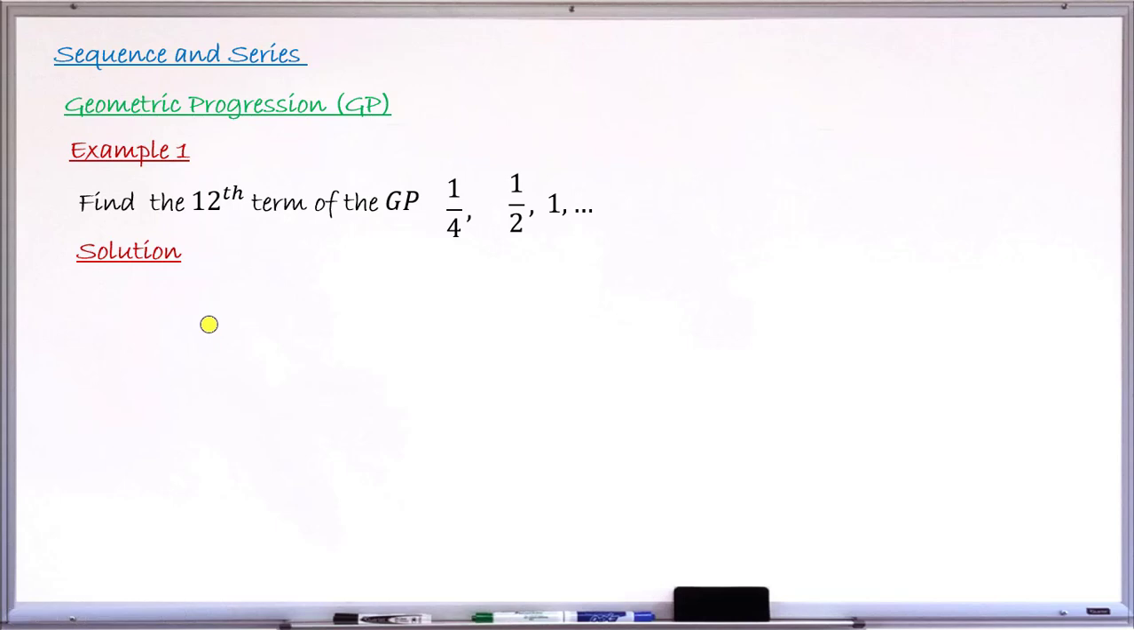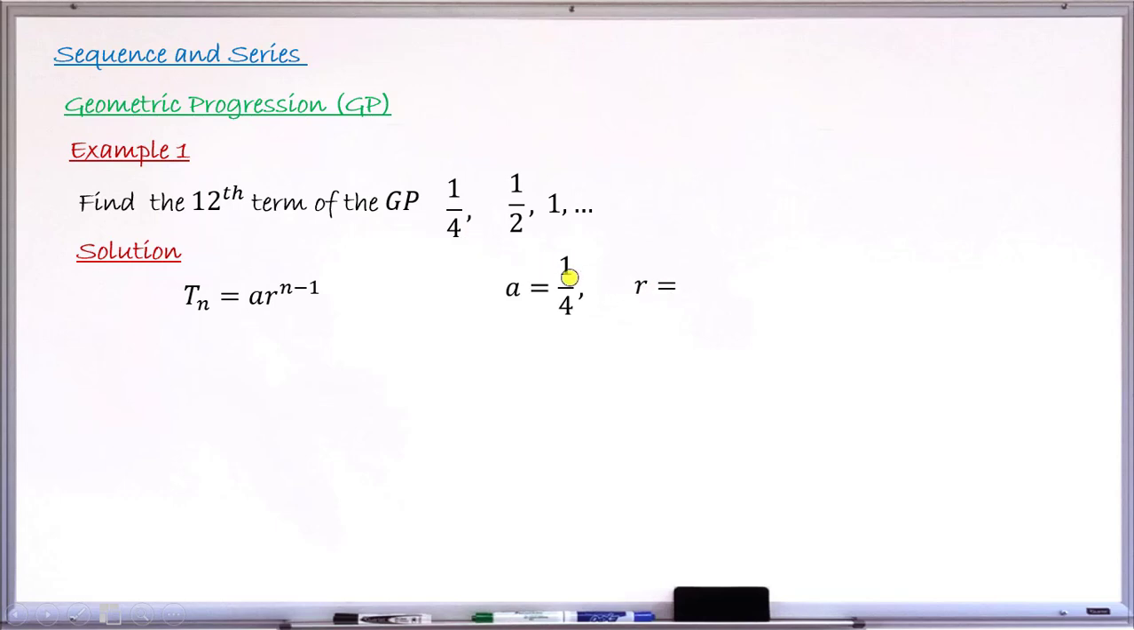position of a GP. The formula says Tn equals A multiplied by r raised to the power of n minus 1, where A is the first term, r is the common ratio, and n is the position of that very term. So from this GP, I will now find what my A is. My A is 1 over 4, the very first term of the GP, and the r, the common ratio.